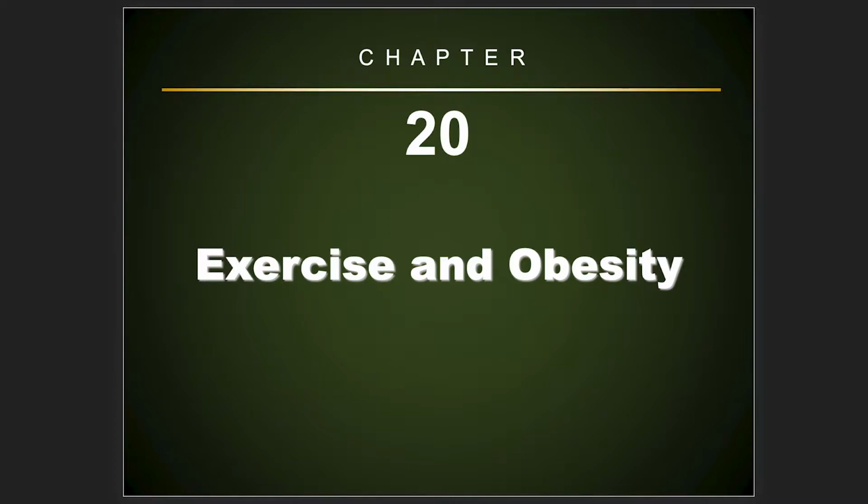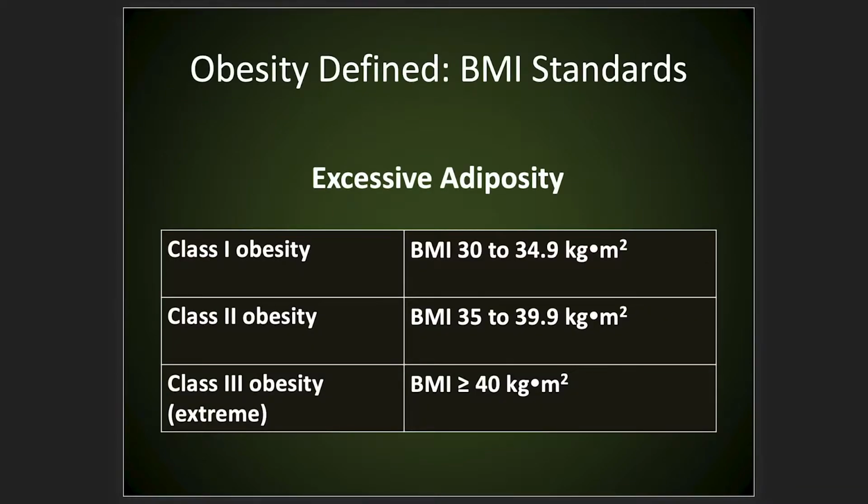We've already looked at obesity and overweight issues way back earlier in the semester with body composition, but we're going to go into a little bit more detail with it in this chapter. So the definitions of obesity, looking at the BMI standards, and we've seen this before in the body composition chapter. It's really excessive adiposity or adipose tissue, that's subcutaneous fat tissue.